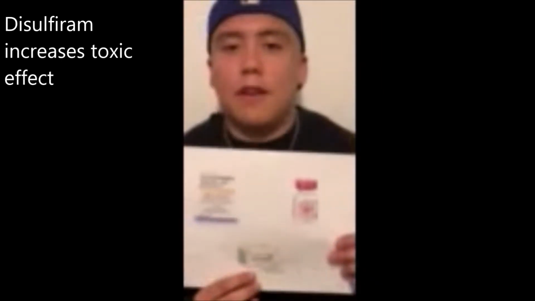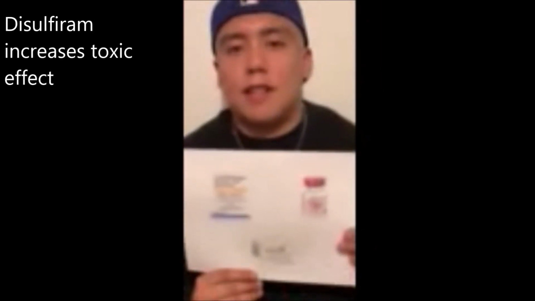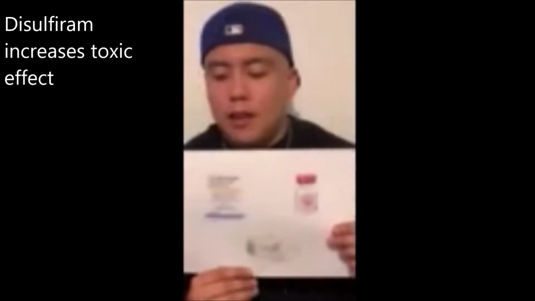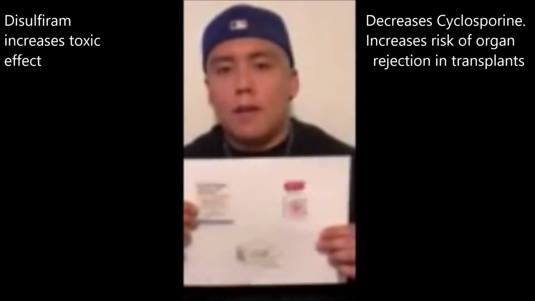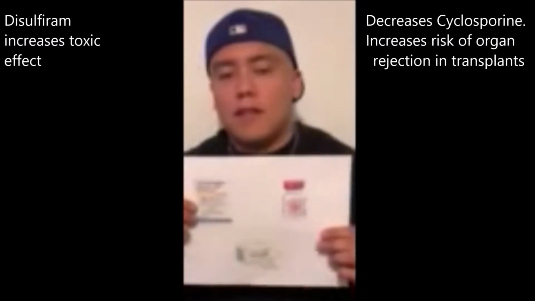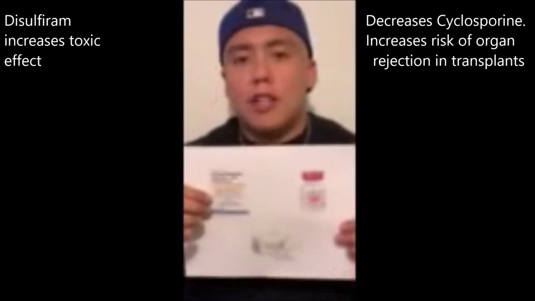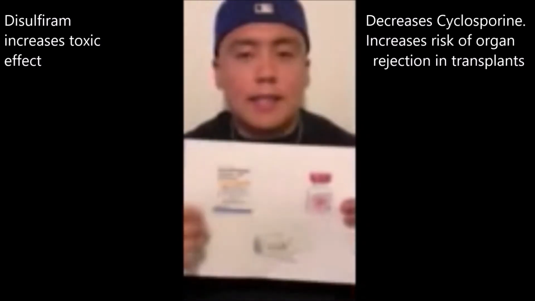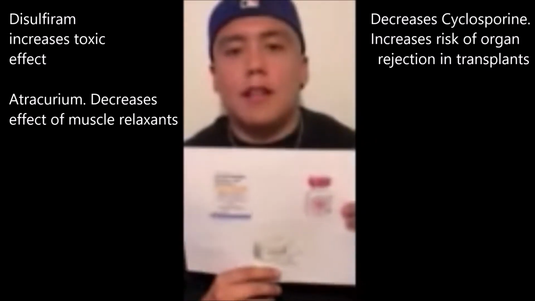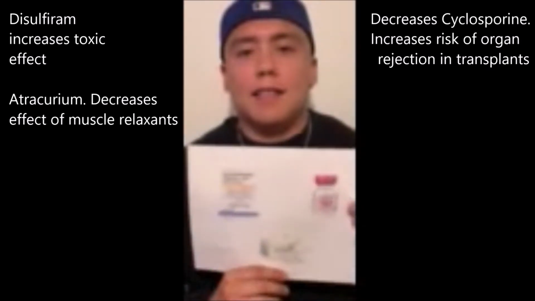Here are some drug interactions to look out for while on Dilantin. The first drug is going to be disulfiram because it's going to increase the toxic effects of Dilantin. The second drug is going to be cyclosporine because it's going to decrease levels of cyclosporine and increase risks for rejection of organ transplants. And last is going to be atracurium because it's going to decrease effects of muscle relaxants.